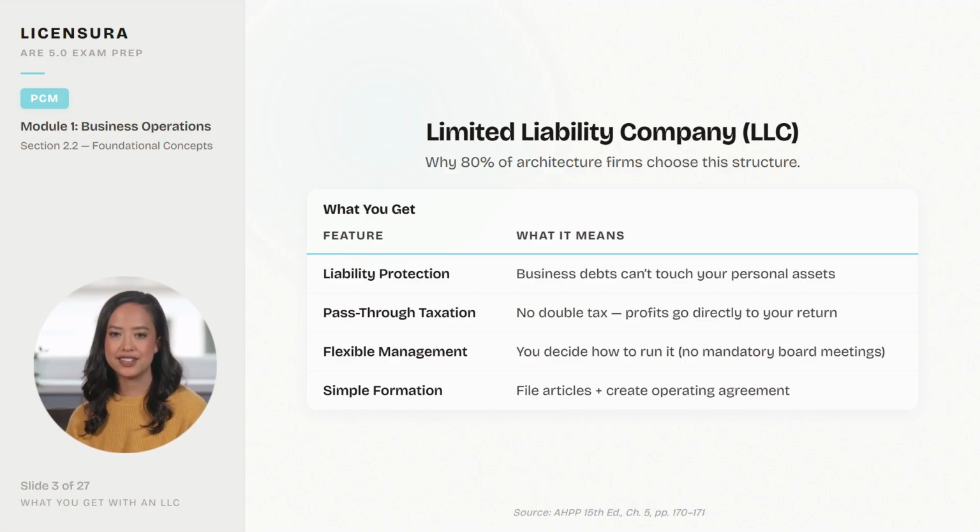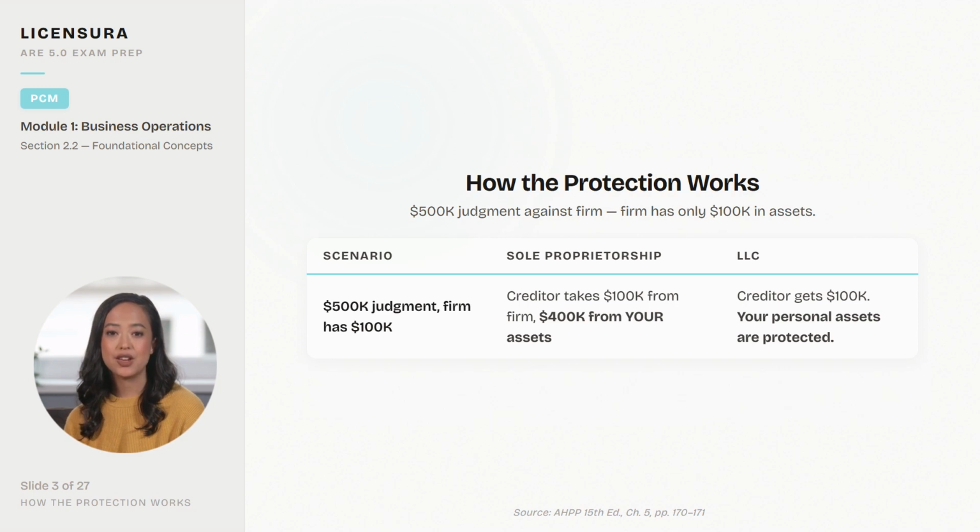That's it. Now let's see how that protection actually works in a real scenario, because this is where it really clicks. Say there's a $500,000 judgment against your firm, but the firm only has $100,000 in assets. In a sole proprietorship, the creditor takes the $100K from the firm, then comes after you for the remaining $400K. Your house, your savings, everything you've got. In an LLC, the creditor gets the $100K from the firm and that's it. Your personal assets stay protected. That's a massive difference. And it's exactly why the overwhelming majority of architecture firms go with the LLC.